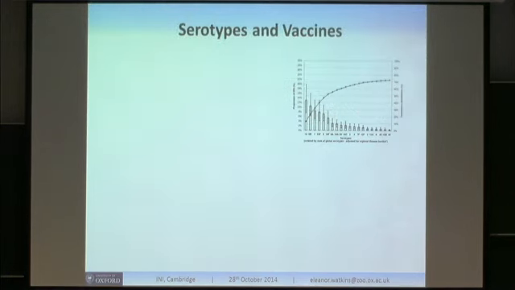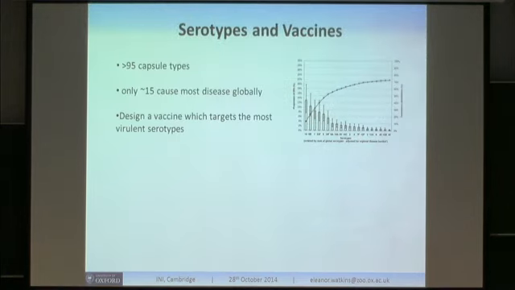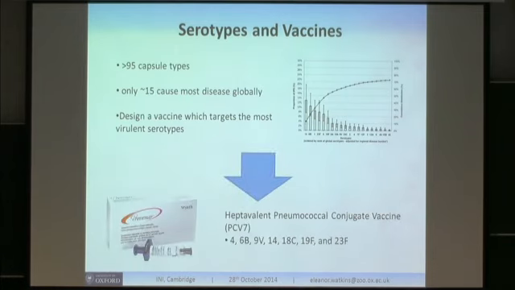So what's interesting though is that of these around 95 capsule types, serotypes, only about 15 cause most disease worldwide. So there are a number of vaccines available which only target the most virulent of these serotypes. The most widely deployed of these is the heptavalent conjugate vaccine known as PCV7. This targets 7 serotypes and was first introduced to the States in 2000 and has been licensed in over 90 different countries worldwide ever since.